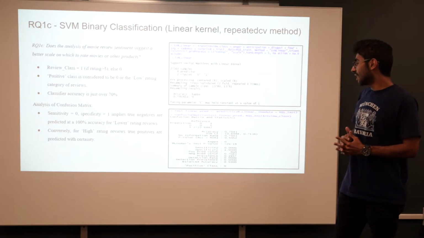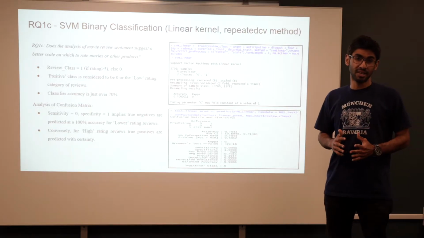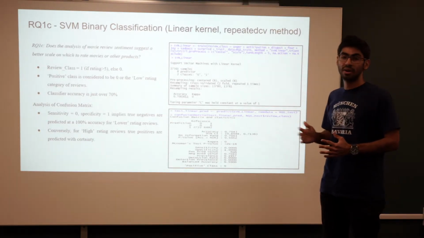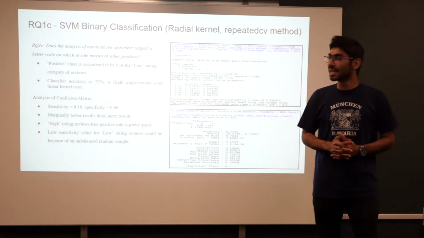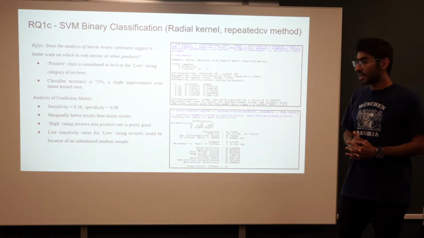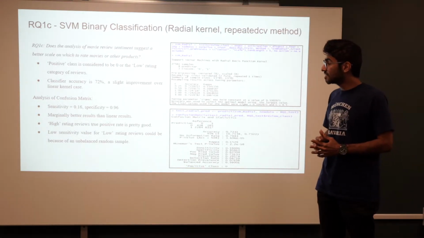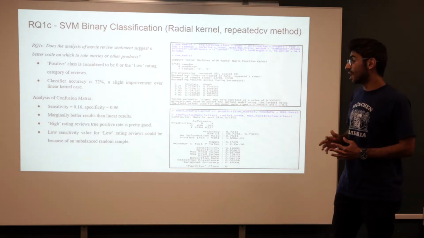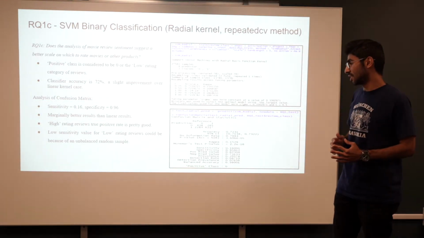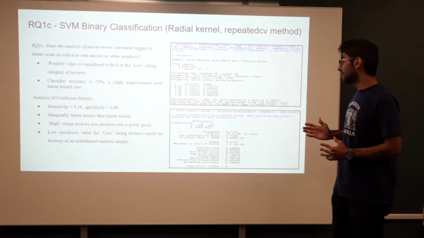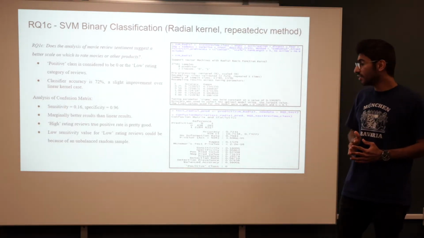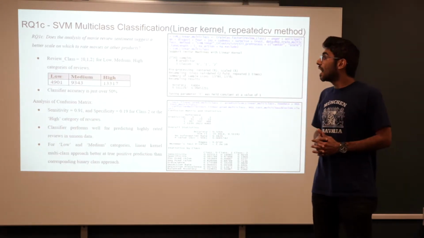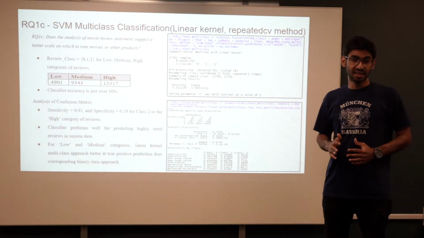Again, because of the undersampling, it's possible that the true negative rate is very high for the lower class of reviews. On the other hand, when we use a radial kernel, the classifier accuracy is slightly better, 72%, and these results are marginally better than the linear results. We also see that the low sensitivity value for the low rating reviews could be because of an unbalanced random sample. Next, we also looked at the multi-class classification approach.